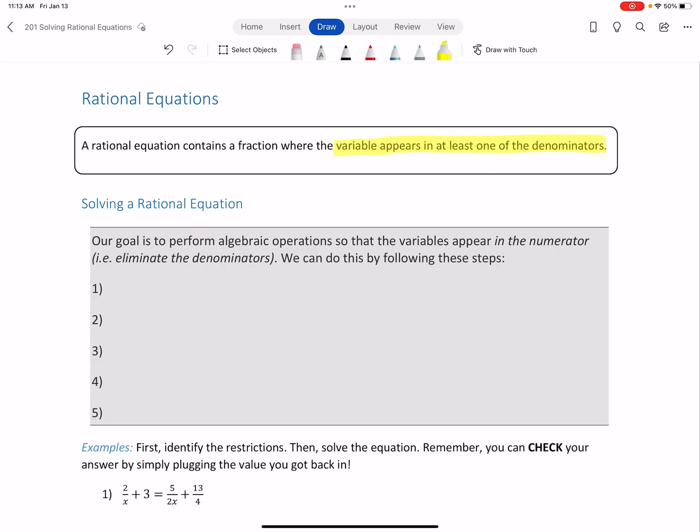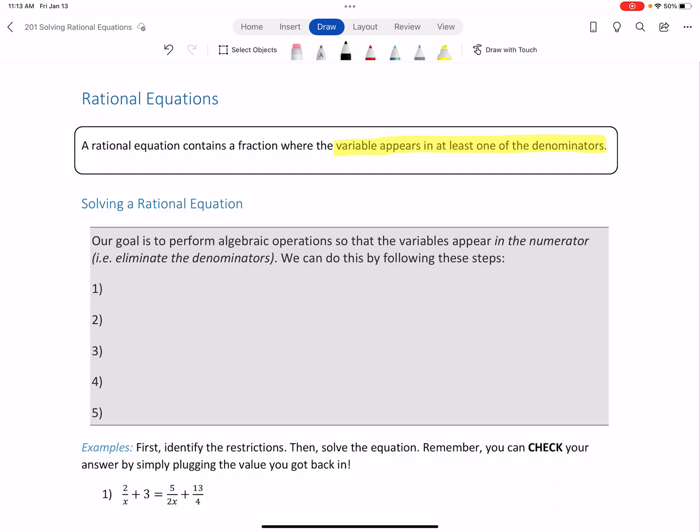So if you see an equation where there's a variable in the denominator, you should think, use the process for solving a rational equation. The nice part about this process is we sort of take the equation and turn it into a linear equation that we already know. So how do we solve a rational equation? We want to make the variables come to the numerator. So we basically want to eliminate the denominator. We do that by following these steps.